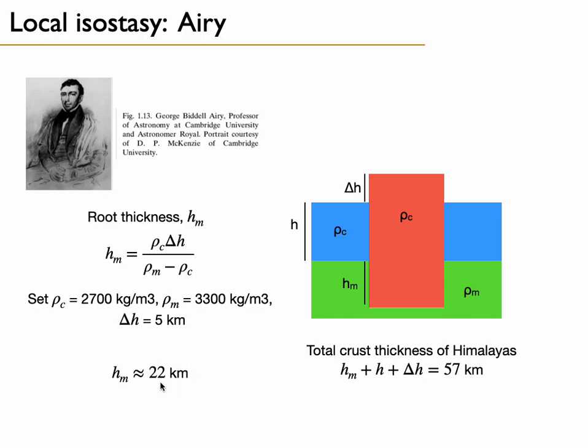So 22 kilometers, if we assume that the thickness of the adjacent block is 30 kilometers, it's a normal crust thickness, you can compute the total crustal thickness of the red block representing the Himalayas here. You would have 22 plus 30 plus 5. And this would give you a thickness of about 60 kilometers. So that's rather an interesting estimate.